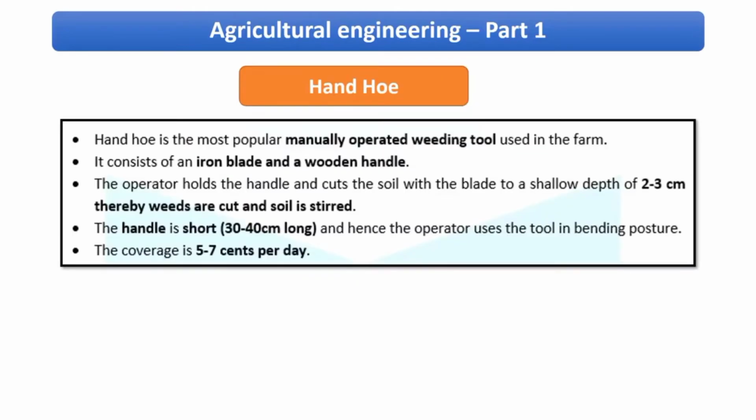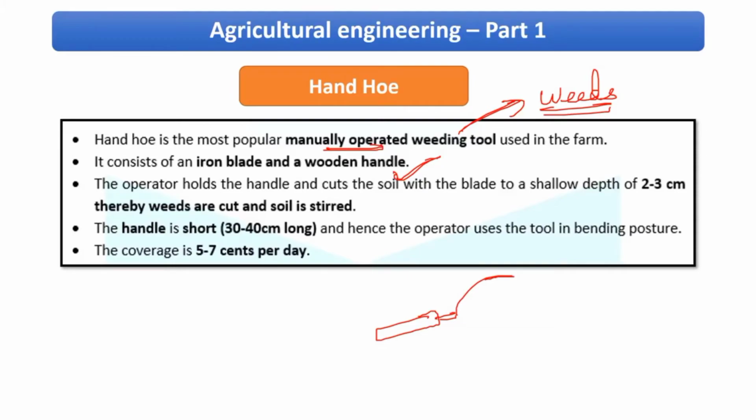So hand hoe. Basically, first thing, it is a manually operated weeding tool, used for removing the weeds. Now weeding is also considered an interculture operation, and it has an iron blade and a wooden handle. It is very simple, a manual tool. Whenever it's a manual tool, there is going to be a handle for the person to actually get a good grip on it, and there is going to be a second part, which here in this case is the iron blade.